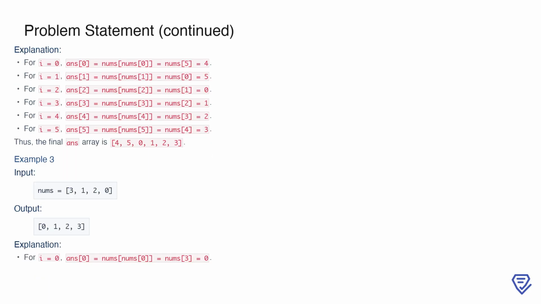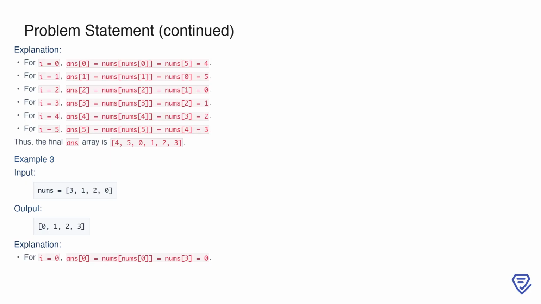Now, consider the second example where nums is [5, 0, 1, 2, 3, 4]. The resulting array ans will be [4, 5, 0, 1, 2, 3]. Let's break it down. For i equals 0, ans[0] is nums[nums[0]], which evaluates to nums[5], and that is 4. For i equals 1, ans[1] is nums[nums[1]], which becomes nums[0], and that is 5. For i equals 2, ans[2] is nums[nums[2]], giving us nums[1], and that is 0. Continuing in this way for all indices, we construct the output array [4, 5, 0, 1, 2, 3].